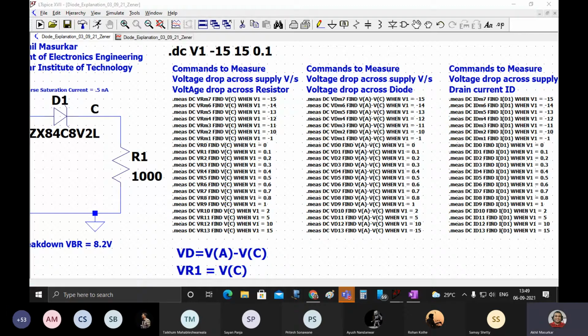Okay, please do this and put your answers in the chat box. See, I can give you these commands, but I want you to type them yourselves because that will give you some kind of practice, and you should get trained to use such kinds of commands.